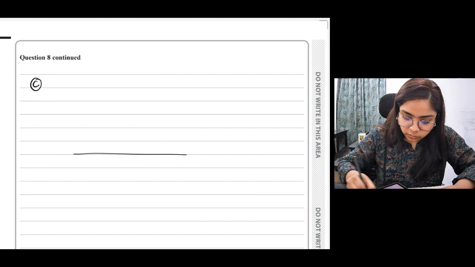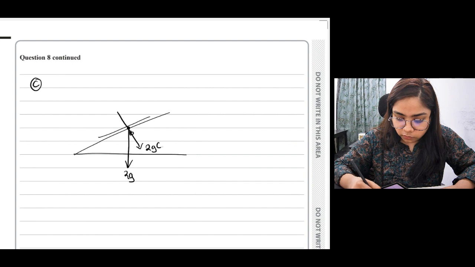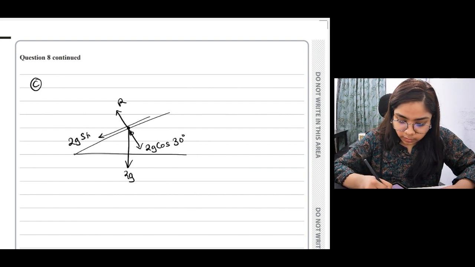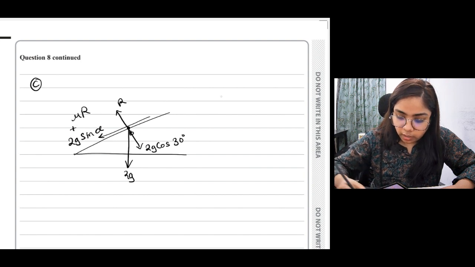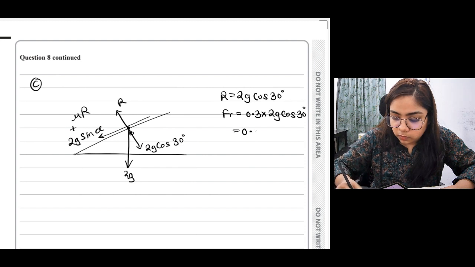For point C, this was your base and this was your plane, and this is your object at point B. At point B, weight still acts downward, 2g, and this was your vertical plane and horizontal plane. So for the vertical plane, you're going to have 2g cos 30 degree. This time the reaction force will only be equal to 2g cos 30 degree. That 18 Newton is not going to play any role because that is entirely removed from the scenario. And over here you have this 2g sin α and μR, where R is now 2g cos 30. In that case, friction this time is 0.3 × 2g cos 30 degree, which is basically 0.6g cos 30 degree, right?